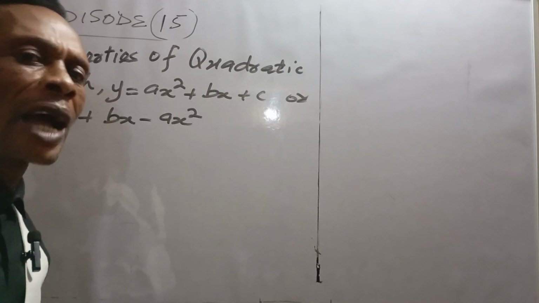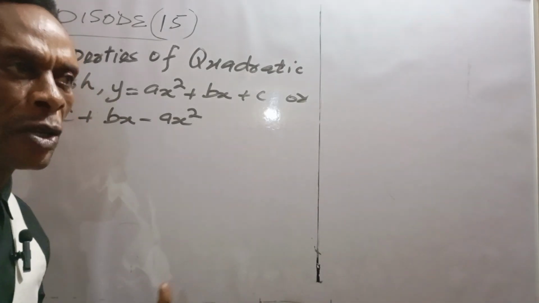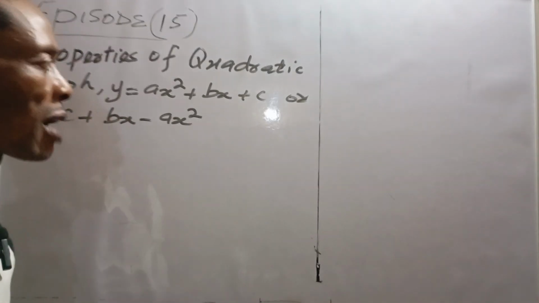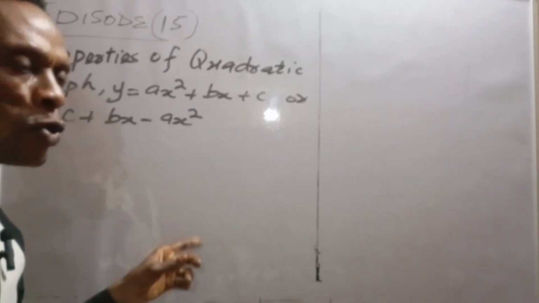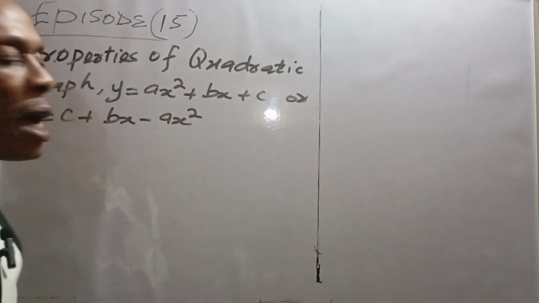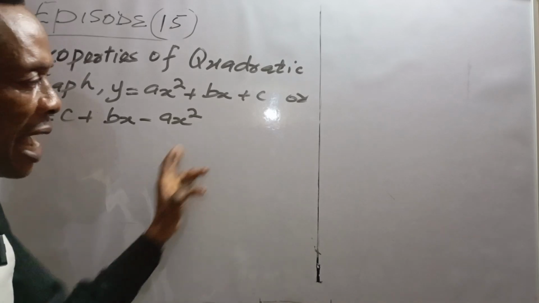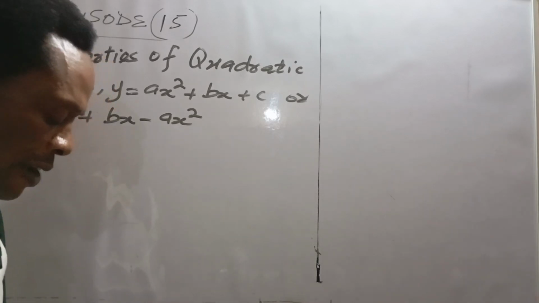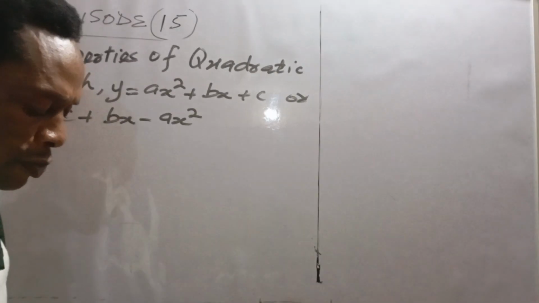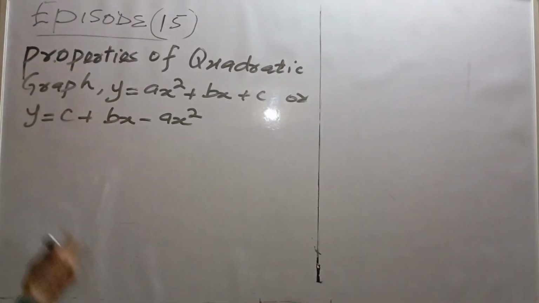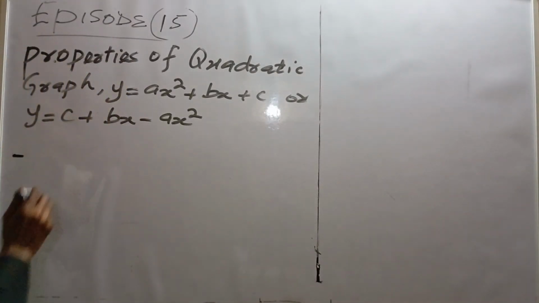Now, a quadratic graph has two shapes. So let's consider the shape of a quadratic graph. It has either the U shape curve, or the N shape. So the first thing that we shall consider is the shape.